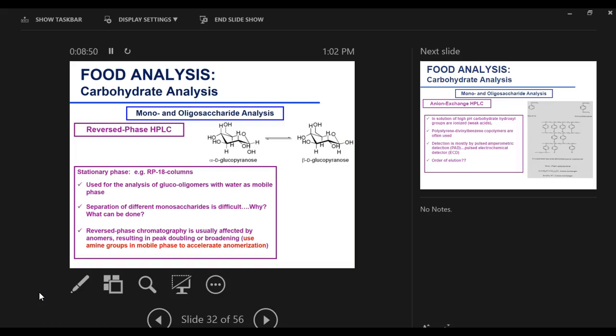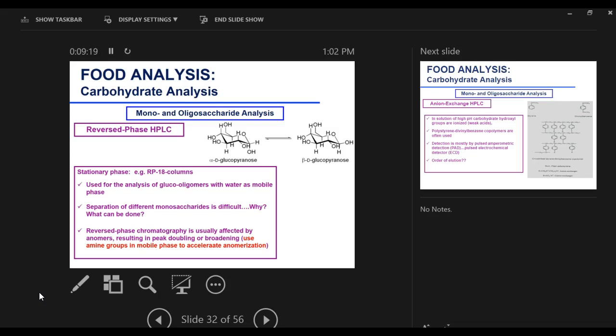Okay, so you can also use reverse phase HPLC. Reverse phase, can you please tell me what the stationary phase would be? Well, it's right there. Reverse phase, C18 columns. So is that polar or non-polar? Non-polar. So your stationary phase is non-polar and your mobile phase is polar.